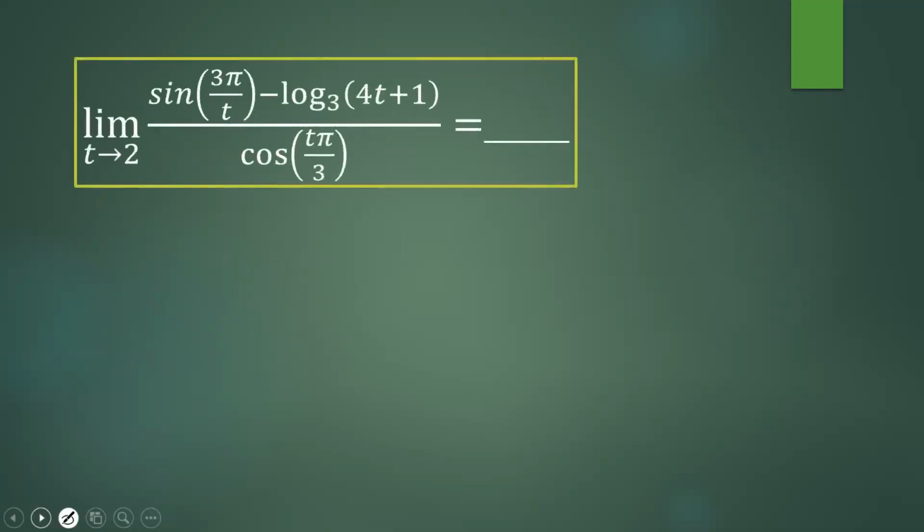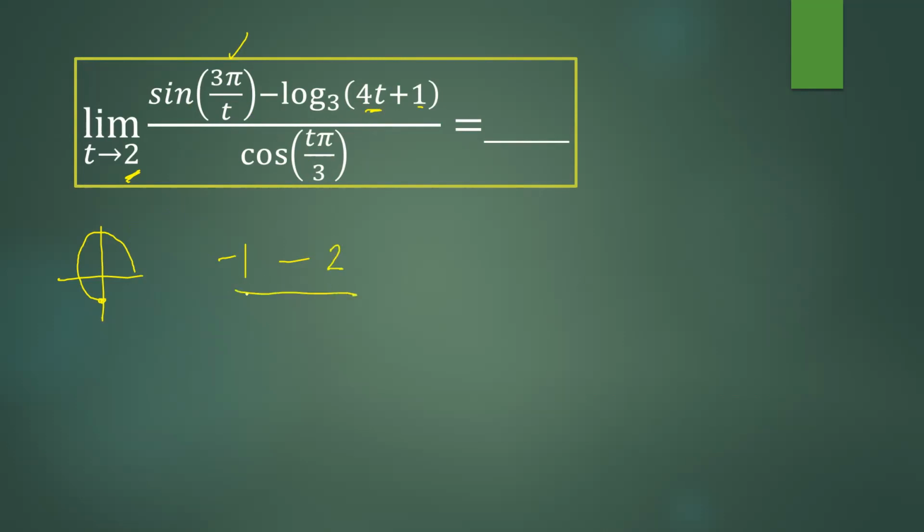Suppose we have this one naman. So as t approaches 2. So what we have is sine of 3 pi over 2. Sine of 3 pi over 2, where is that? It's located on this part, negative y-axis. So sine of 3 pi over 2 is negative 1. Minus, this one will be 8 plus 1, so 9. We have log of 9 to the base 3. That will be 2. Okay?